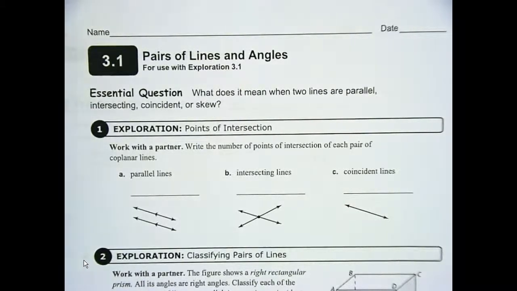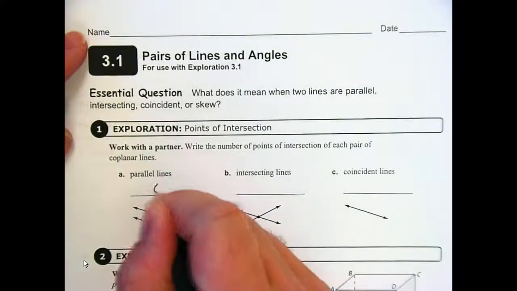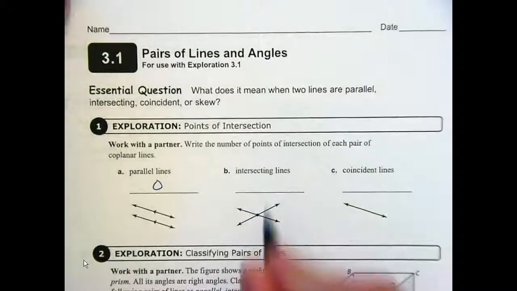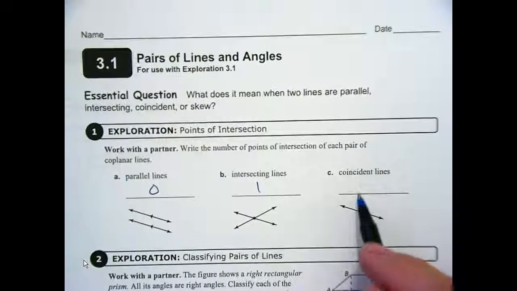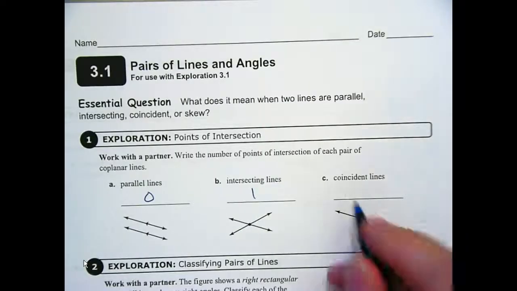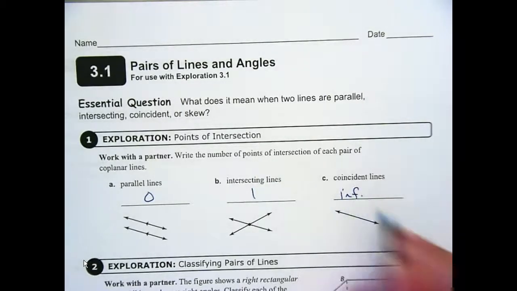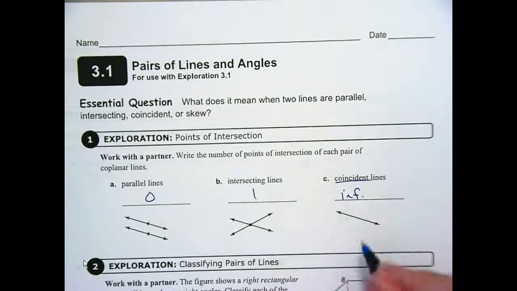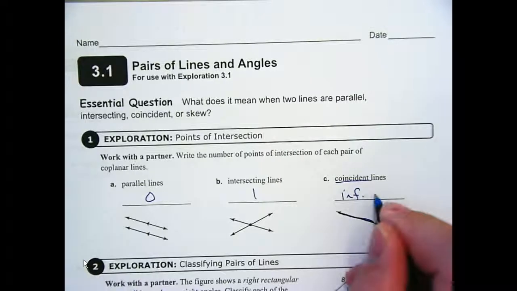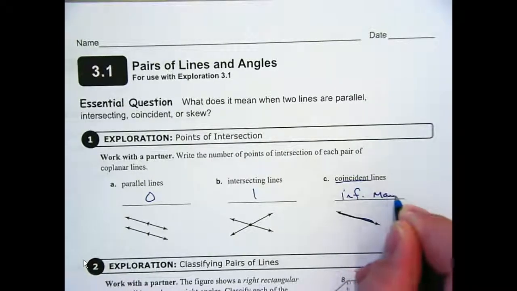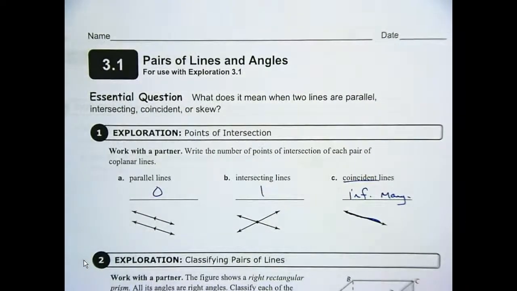Okay, what do you think for A? How many points of intersection? 0. The parallel lines, they never intersect. How about intersecting lines? 1. Okay, and coincidental? Infinitely many. Now, coincidental, or coincident, means they're the exact same line. They're lying on top of each other. So, infinitely many. You draw a line. You can label it with 2 equations.